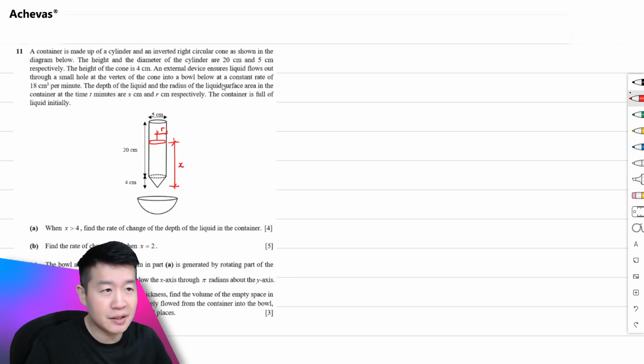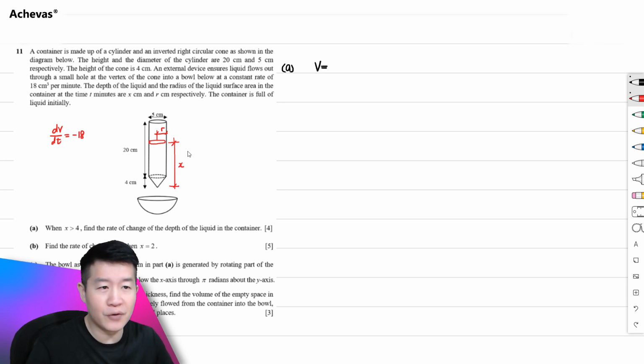The question tells me that the liquid is dripping out at a constant rate of 18 cm cube per minute. So if we were to talk about the volume that is inside as V, that means according to the question dV/dt is equal to minus 18, a constant rate of minus 18. So for part A, let's try to look at the volume, and then from the volume we try to differentiate with respect to t to get x.